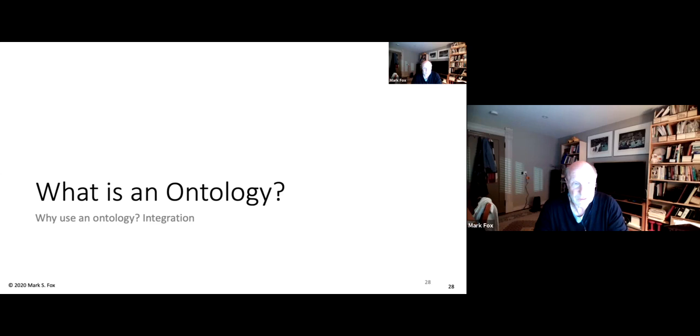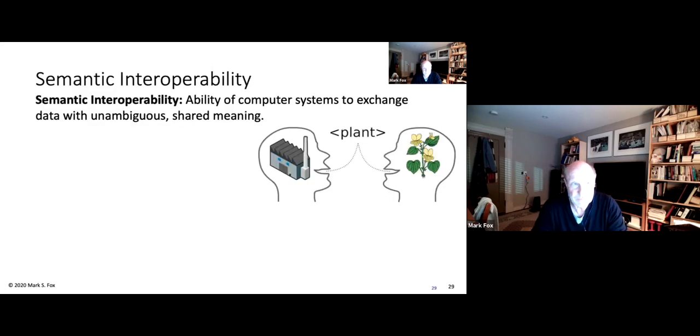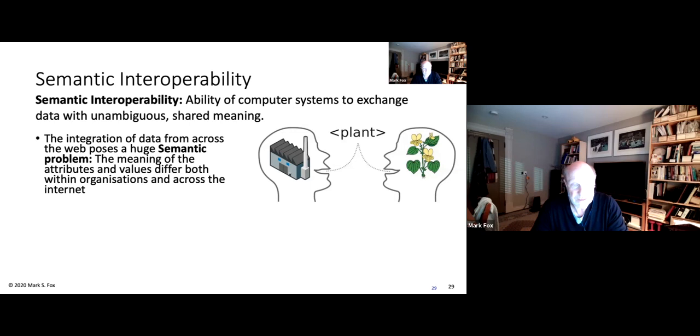We're talking about integration. And in particular, we're talking about semantic interoperability, where semantic interoperability is the ability of computer systems to exchange data with unambiguous shared meaning. And so the bottom line is, as we begin to focus on ever smarter applications, those applications depend upon data coming from multiple sources. And if those sources have different semantic interpretations of their data, if they don't share the same properties, if they don't share the same concepts, then we have a semantic integration problem, because the meaning of the attributes, the values, differ both within organizations and across the internet. It's difficult enough integrating knowledge within an organization, let alone integrating knowledge from across the internet.